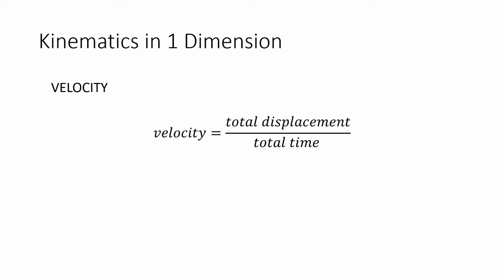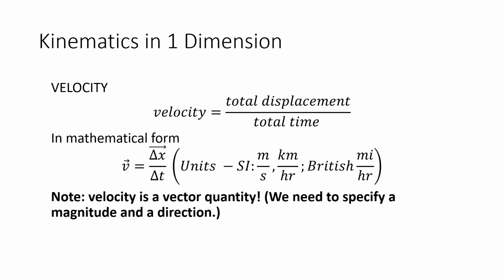The other concept is the concept of velocity. And velocity is defined differently. Velocity is defined as the total displacement divided by the total time. Now recall that displacement is a vector quantity. So in mathematical form, we can write, if we write the velocity as v with an arrow on top to specify that it's a vector, then this will be equal to delta x divided by delta t, where delta x refers to the total displacement.